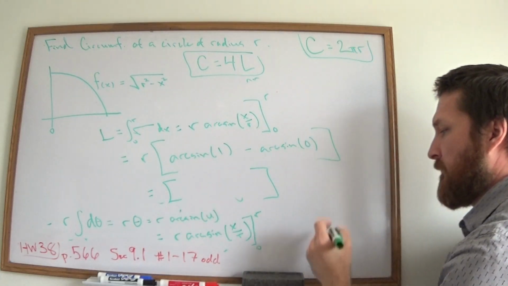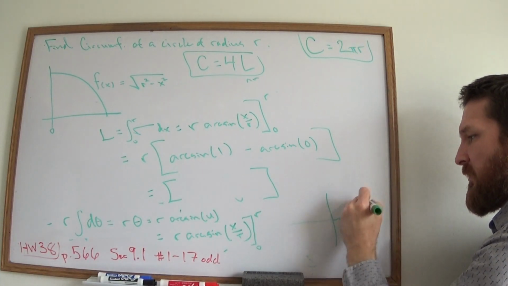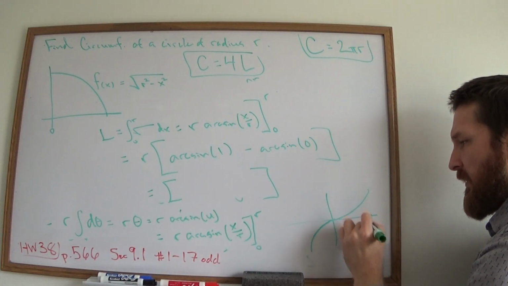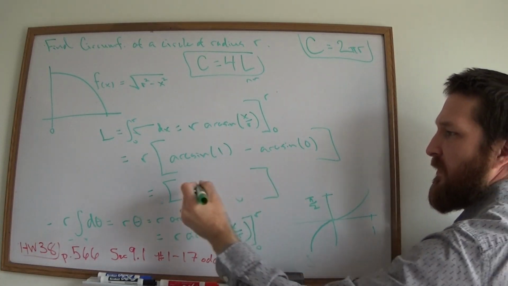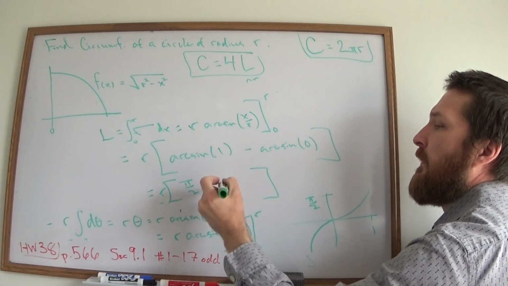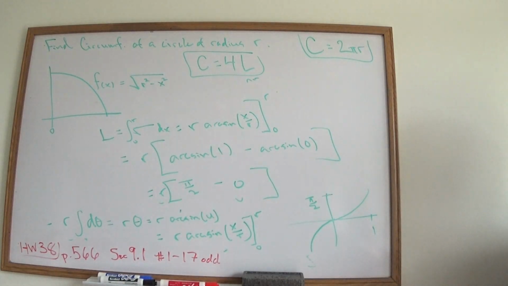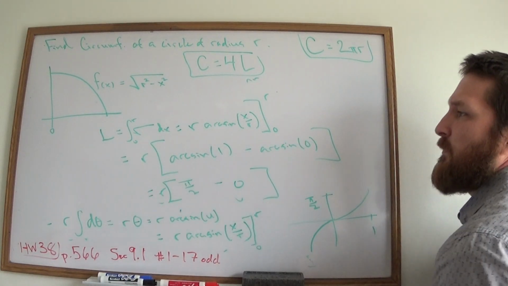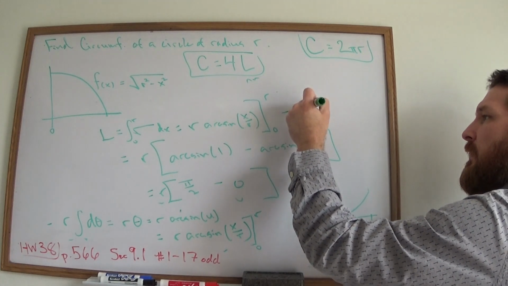Pi over 2. Yeah, let's just make sure. Here's arc sine, it comes down, plug in a 1, get out a pi over 2. So that's pi over 2, minus 0. So r times pi over 2 equals L.